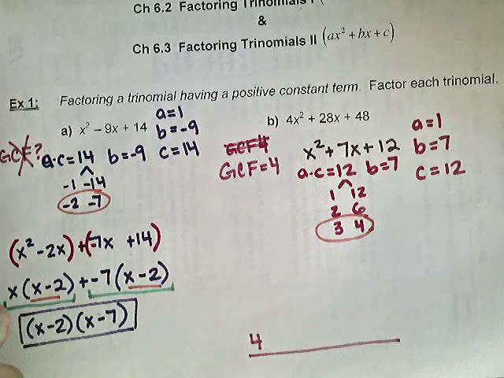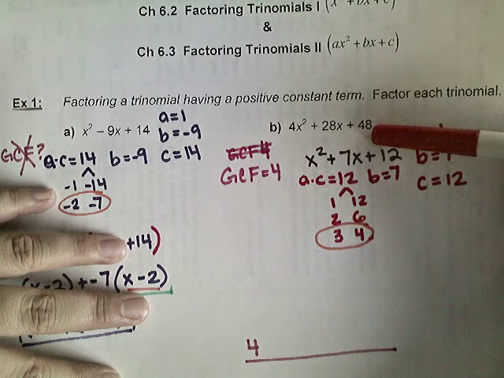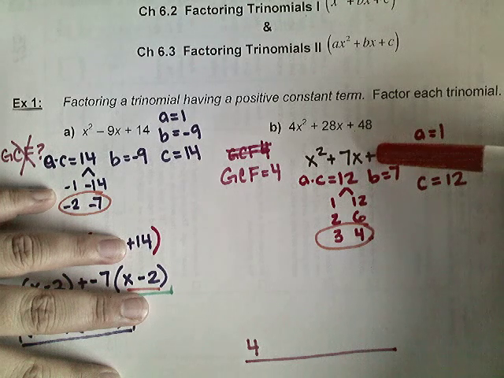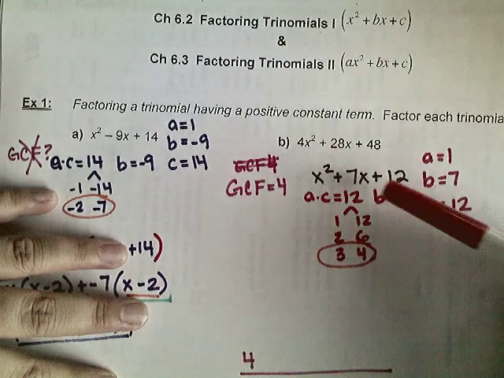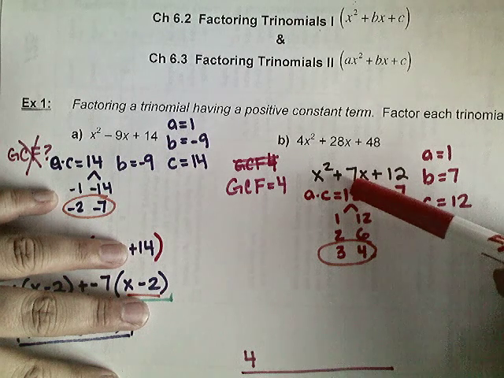Now I just want to remind you about the signs, right? When we take a look at our sign of C, it's positive here. It's positive, so that means that our signs are going to be the same, and they're going to match the sign of B, so they're both going to be positive.